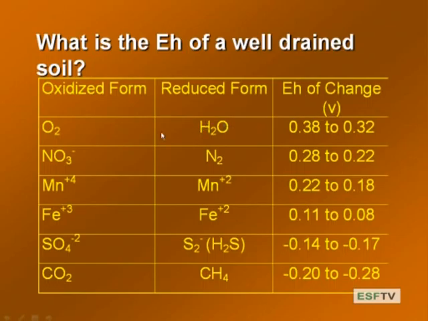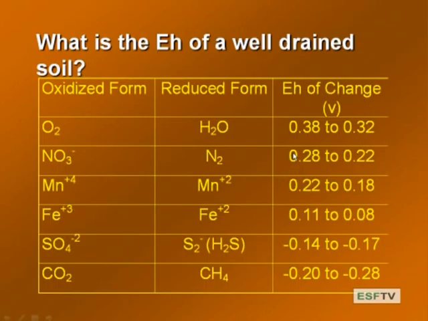The next thing down the line, ready to accept electrons, is nitrate, NO3-. Nitrate is reduced to N2. It gets the electrons from anaerobic respiration, and we make N2. This happens in the range of 0.28 to 0.22 volts. Finally, you reduce all the nitrate, you get rid of all the nitrate in that system, and you have N2. So it cascades down the line.